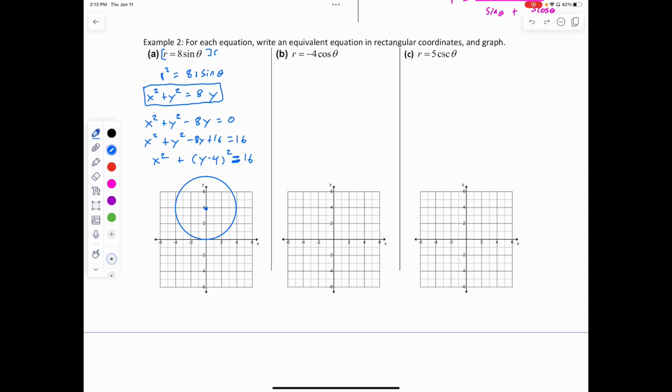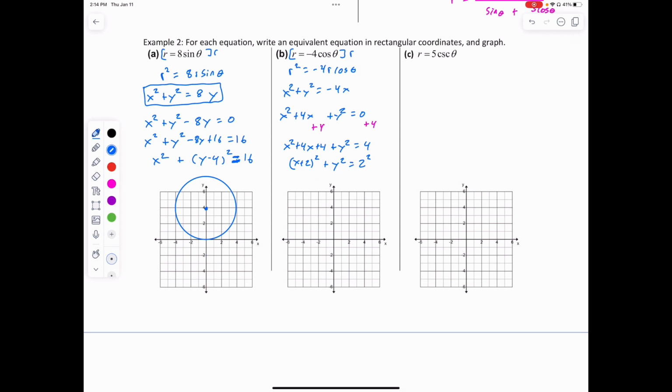Moving on to the next problem, I'm going to do the same kind of thing. I'm going to multiply through by an r. I get r squared is equal to negative 4r cosine of theta, which means I'm going to get x squared plus y squared is equal to negative 4x. Adding that 4x over, I'm going to add 4 to both sides, completing the square here, and get x squared plus 4x plus 4 plus y squared is equal to 4, which means (x plus 2) squared plus y squared equals 2 squared.